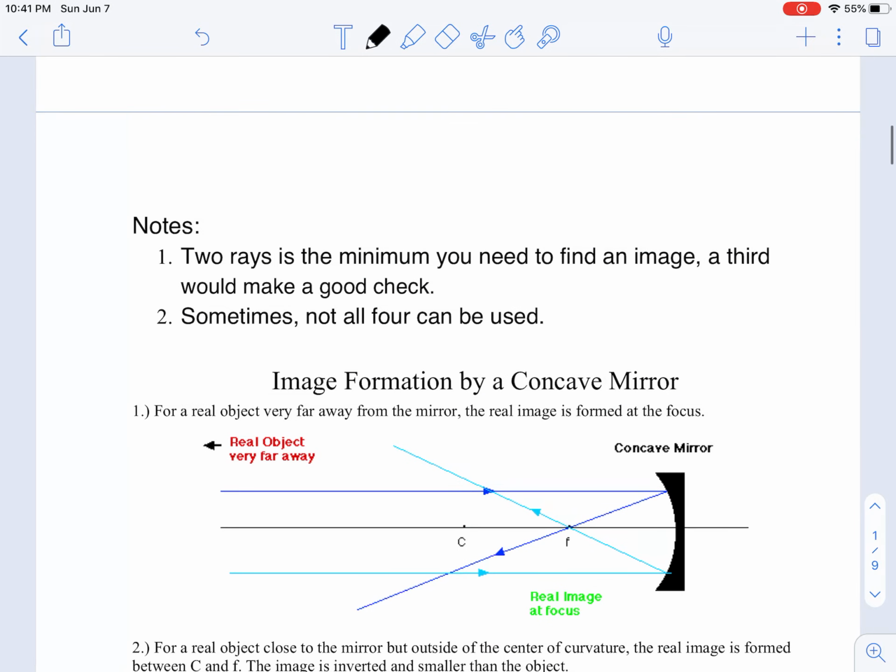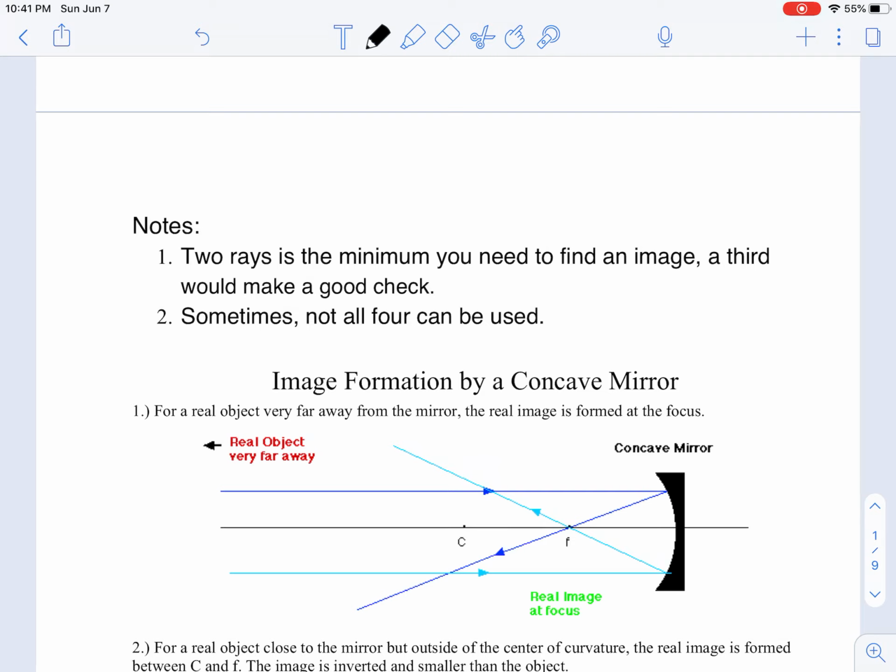Okay. So notes, this is important. So you're going to print this out. So this will be ready for you to go. 2 rays is the minimum you need to find an image. So what we're trying to do is reflect light off the curved mirror to find an image. A 3rd would make a good check. I don't really use the 3rd one. I use the 3rd one if either 1 or 2 doesn't apply.